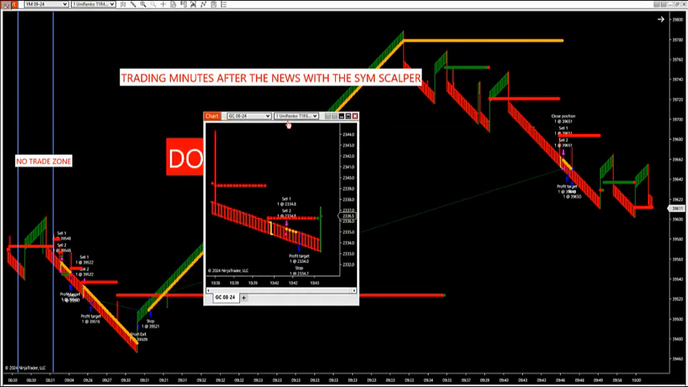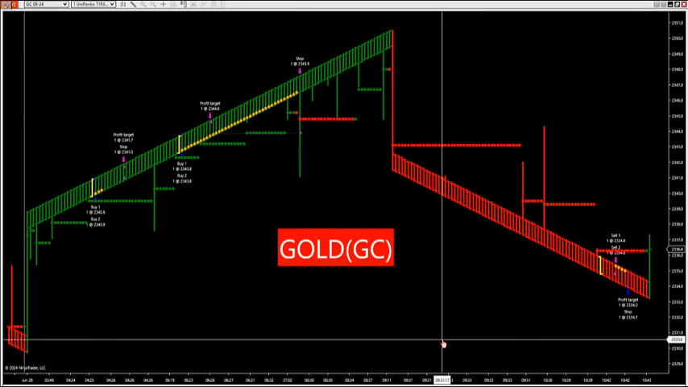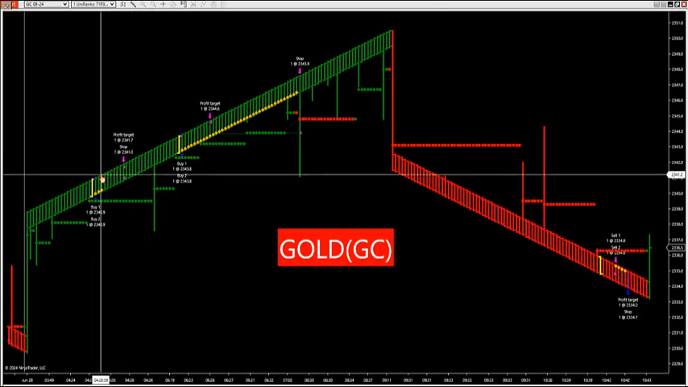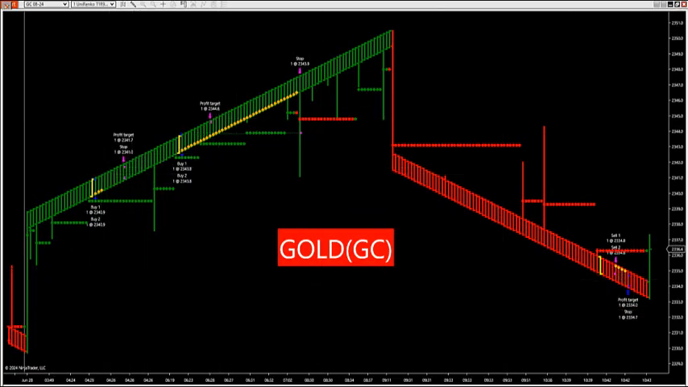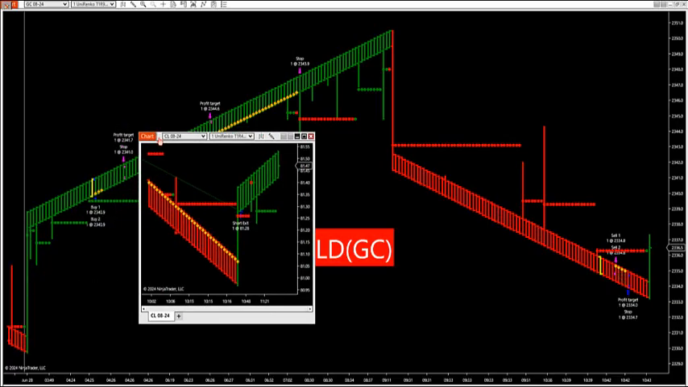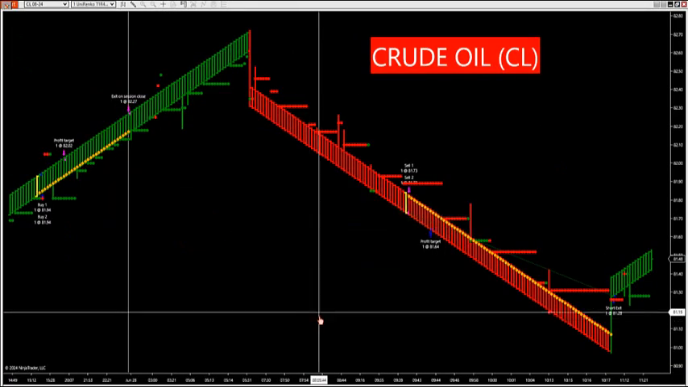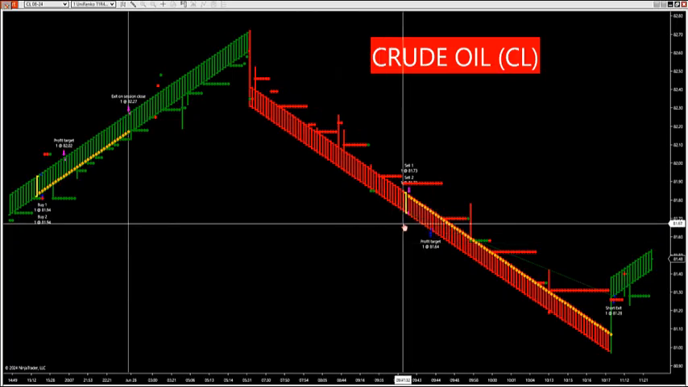If we go into markets like, let's say, gold, let's look at gold, entire session on gold. Here's the entire session on gold with the Sim Scalper. They've had 1, 2, 3 setups on that. Let's look at crude oil for the session. Session on crude oil with the Sim Scalper.